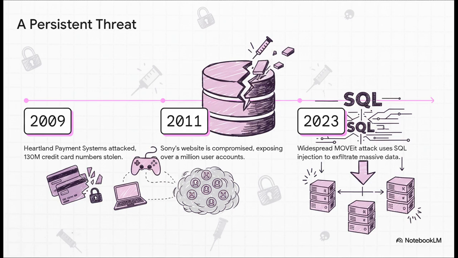Way back in 2009, Heartland Payment Systems got hit. In 2011, it was Sony, with over 1 million accounts exposed. And then you jump all the way to just last year, 2023, and the huge MOVEit breach showed that even modern systems are still falling for this old trick. The takeaway here is crystal clear. Even though we've known about this for decades, SQL injection is not going away.